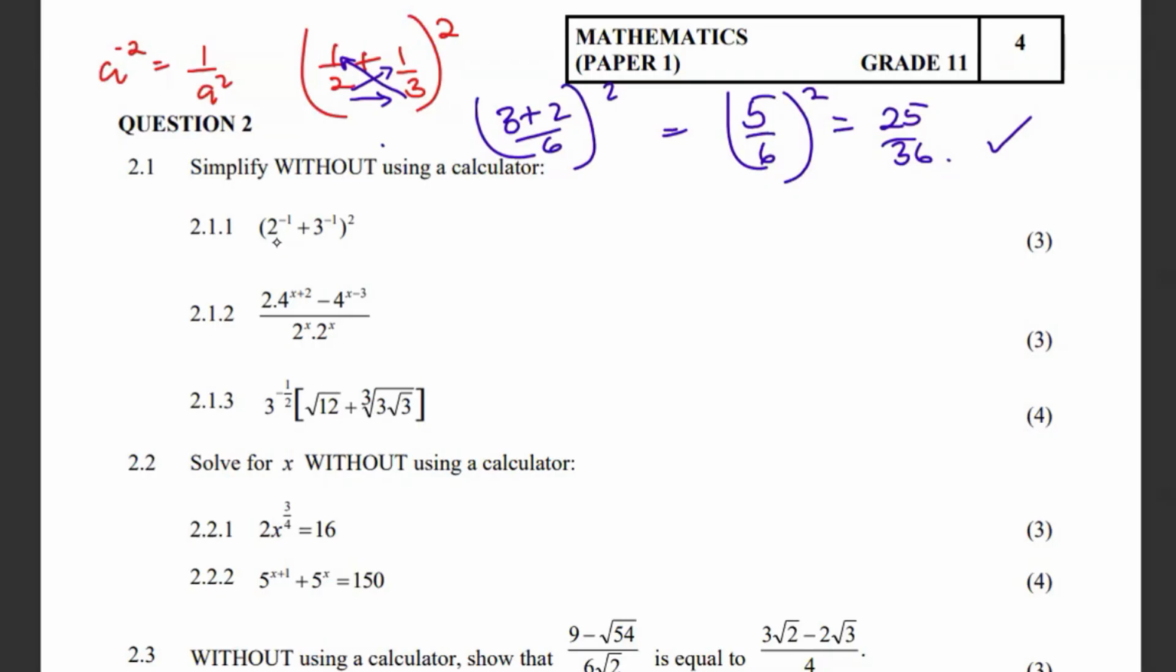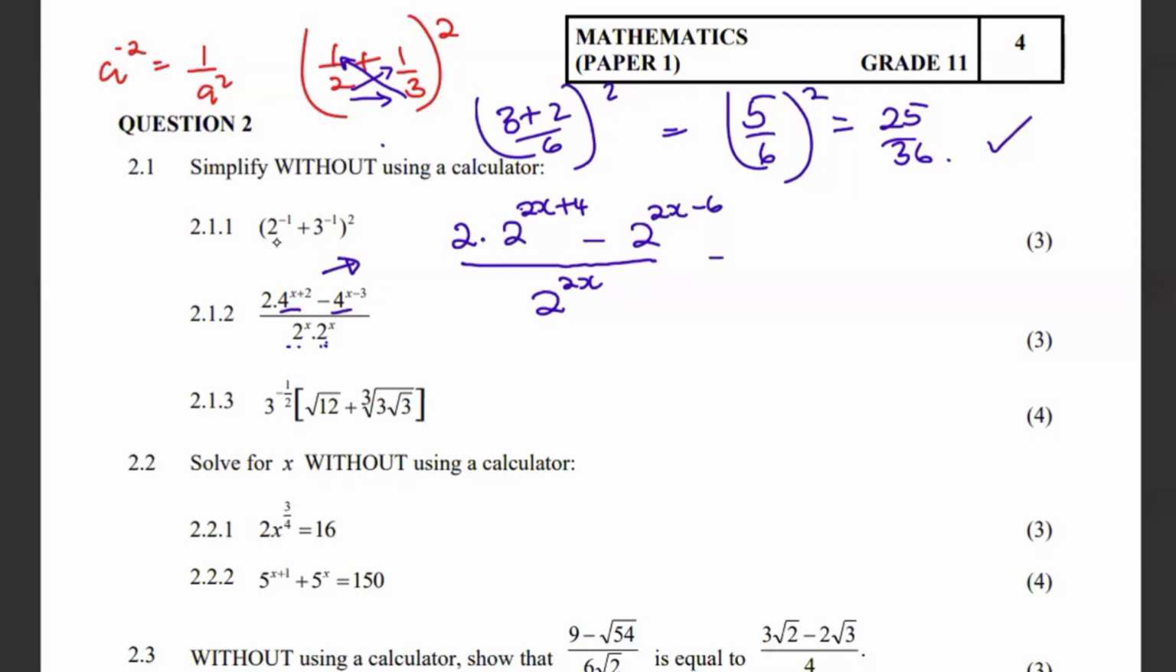With 2.1.2, because it's an exponential expression, we need to change these bases to a base of 2. Meaning it's going to be 2 multiplied by 2 squared, which is 2 to the x plus 4, minus 2, which is going to be 2 to the x minus 6. Everything is 2 to the 2x, because when you multiply numbers with the same base, you must add up the exponents.